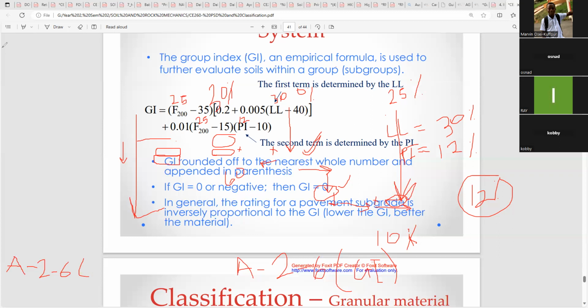I got negative 1.3. And what do the rules tell you when you get negative? You write zero. Yes, they said you should write zero when it's negative. So it's just zero you put here. So we've classified the soil. We are done.